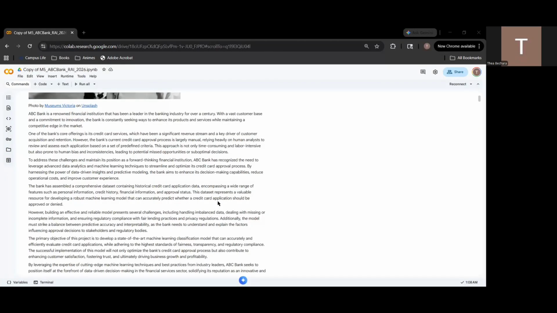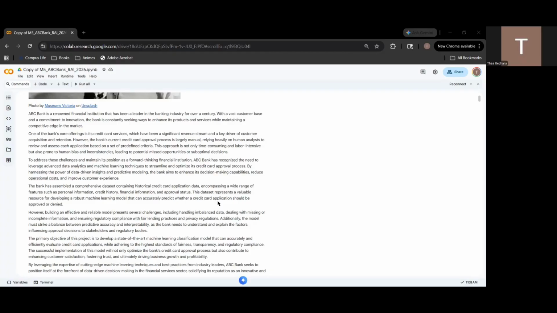Good morning. Today I will present our machine learning solution developed for ABC Bank to support credit card approval decisions. Currently, applications are reviewed manually by analysts, which can be time-consuming and inconsistent when processing thousands of applications. Our objective was to develop a machine learning model that can predict whether a credit card application should be approved or denied, while ensuring the system remains fair, transparent, and explainable.